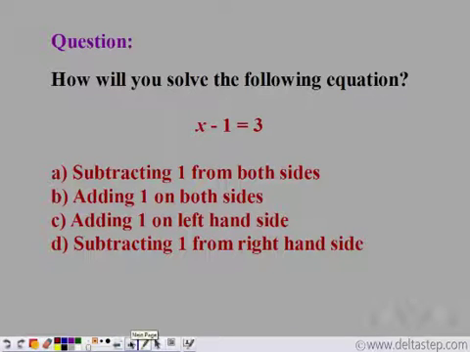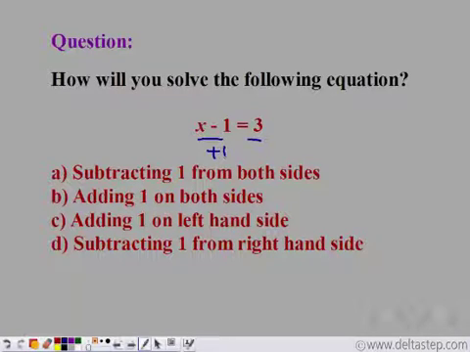Now, how will you solve this equation? x minus 1 is equal to 3. Now, in order to solve this equation, we need to have only x on one side. So, we have to remove this negative 1. In order to remove this negative 1, we need to add 1 to this side. But whatever you do to one side, you must do to the other side as well.